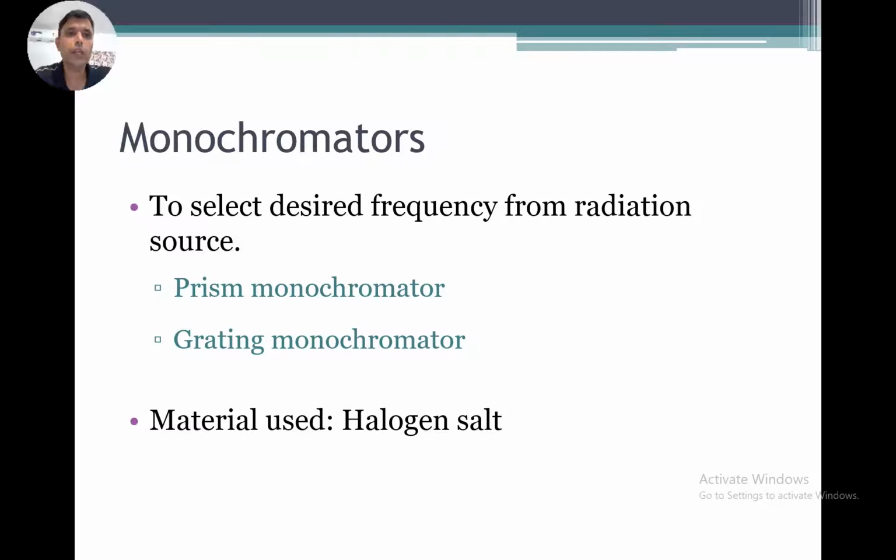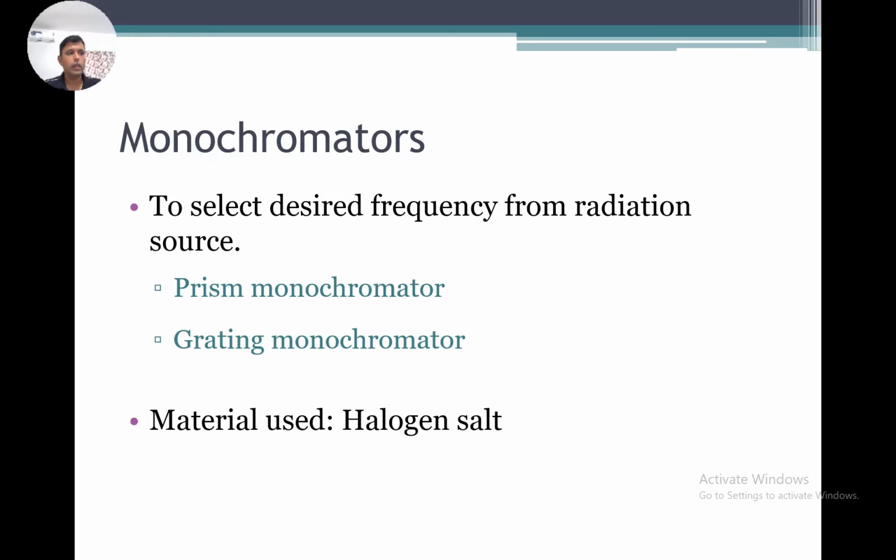So in IR spectroscopy, we mainly use halogenated salts like sodium chloride or potassium bromide, which are commonly used materials for the preparation of these monochromators. These materials are chosen because they are transparent to IR, allowing the IR radiation to pass through without significant absorption. However, they are sensitive to moisture, so like our sample holders, we have to provide maximum care for the optics. So that's about the monochromators.